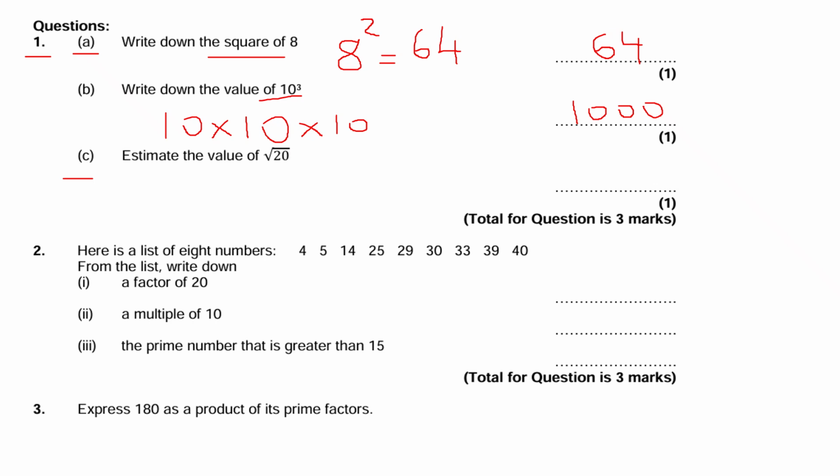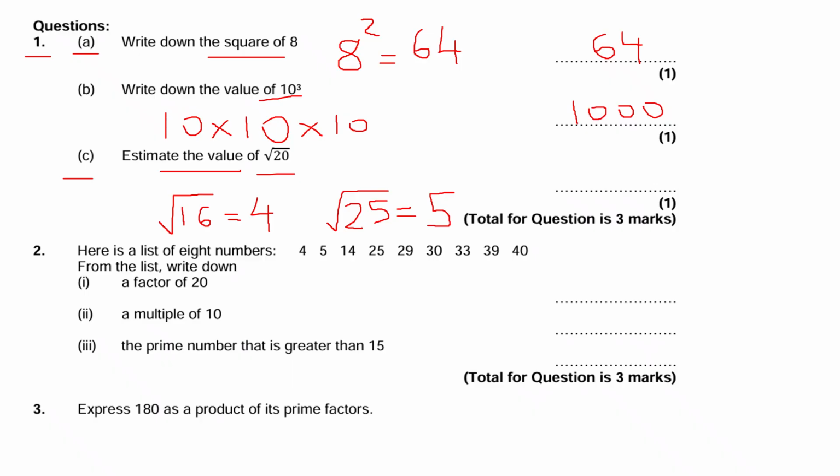What about part C? A bit more tricky. Estimate the value of the square root of 20. Well, we know that the square root of 16, or we should know, is equal to 4, because 4 times 4 is 16. So the square root is the opposite process to squaring. So 4 squared is 16. 16 is what I call a square number. And we should also know that the square root of 25 is 5, because 5 times 5, or 5 squared, makes 25.